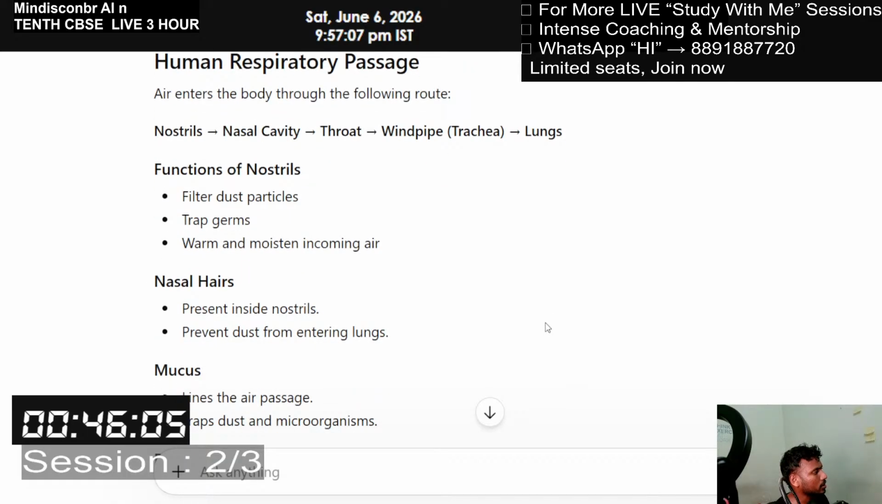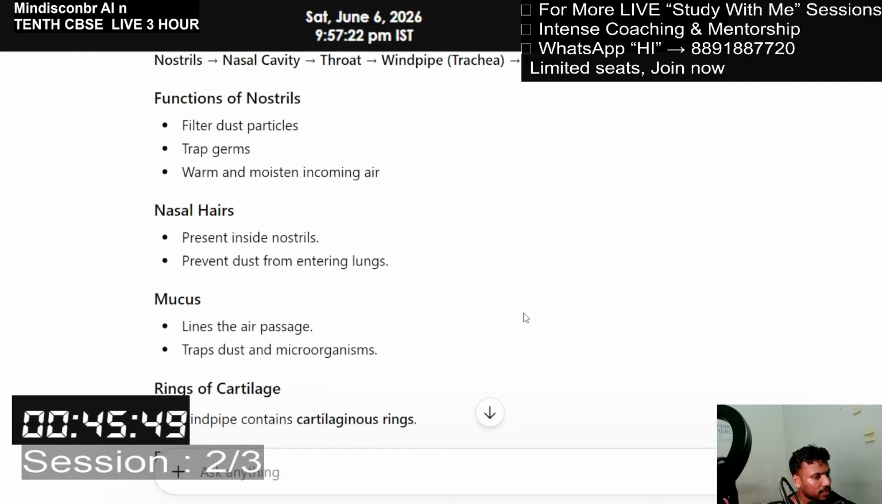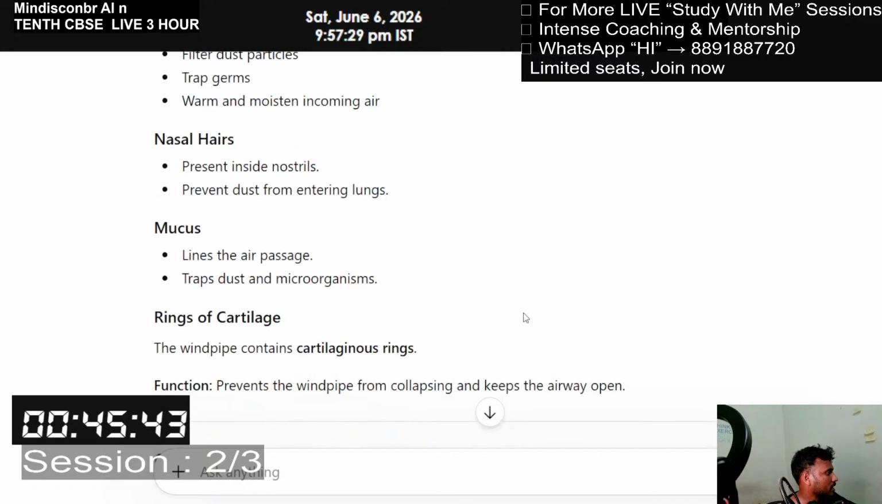So, functions of nostrils are to filter dust particles, trap germs, warm and moisten the incoming air. Nasal hairs present inside the nostrils prevent the dust from entering lungs. And mucus lines the air passage, traps dust and microorganisms. Rings of cartilage: the windpipe contains cartilaginous rings. It prevents the windpipe from collapsing and keeps the airway open.